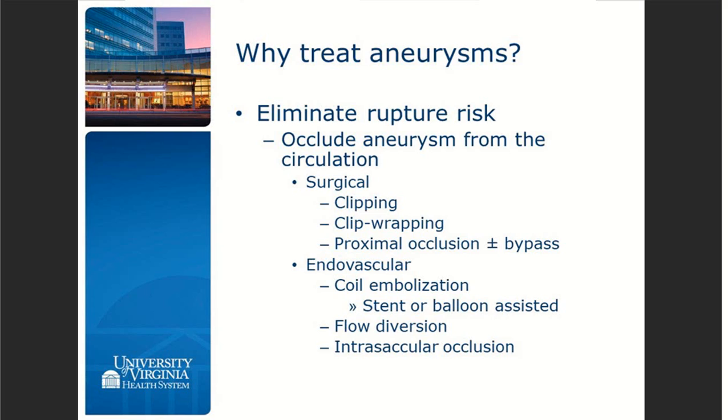Two options are surgical, either clipping, clip wrapping, or you can also do occlusion with or without bypass, depending on the circulation. There's multiple endovascular techniques as well. Coil embolization is what started previously. You can use adjunctive techniques with stents or balloons. Flow diversion, which has come out in the last decade, has really pioneered the treatment for cerebral aneurysms, and now we're even testing intrasaccular occlusion devices, which we won't really go into.